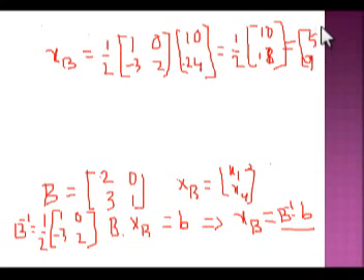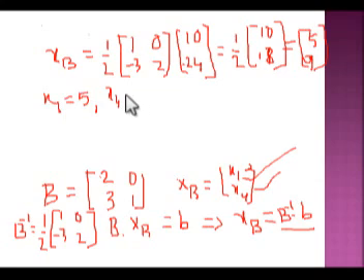So we have to find out the values of the basic variables. The basic variables are x1 and x4. So what will x1 be? x1 will be 5, x4 will be 9, and x2 and x3 will be 0.